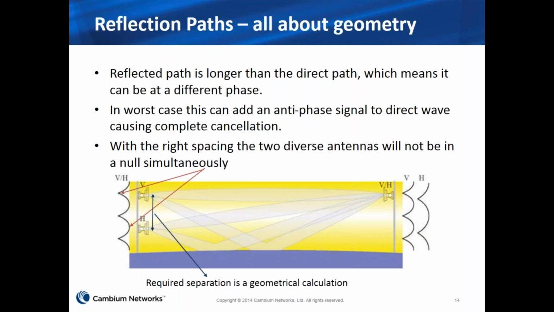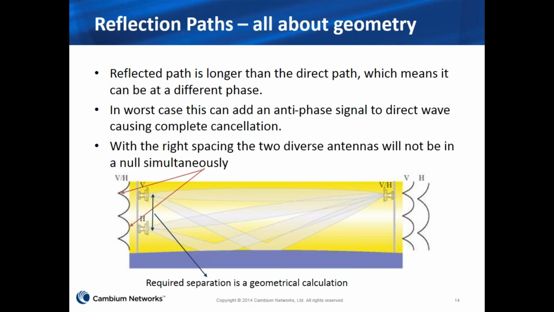So when we're talking about reflections, it's all about geometry. We can determine where the reflection point is going to be and its length based on the path geometry and the frequency, and hence we can also calculate the difference in path length between the direct path and the reflected path. This difference in path length can result in the reflected path being at a different phase from the direct path.